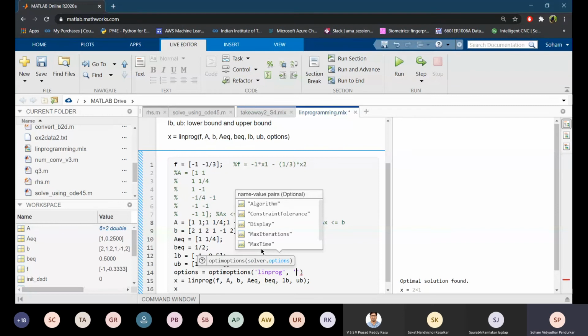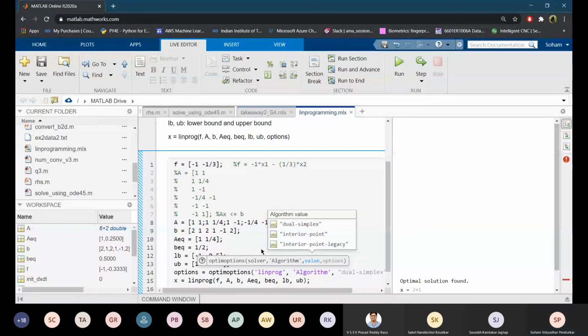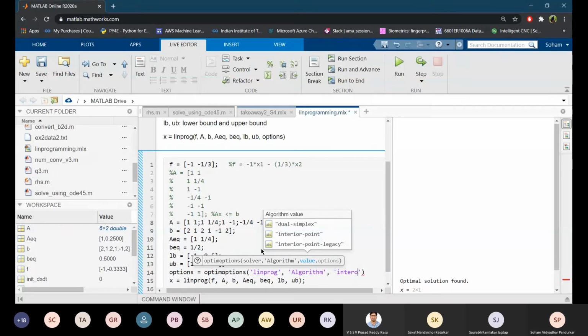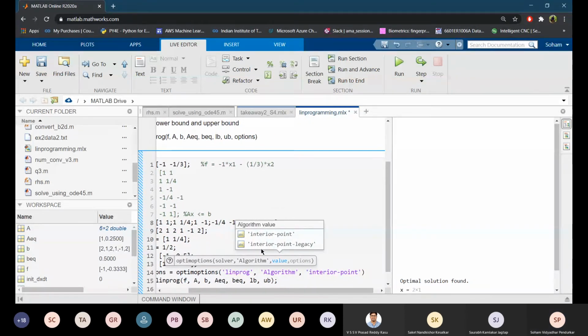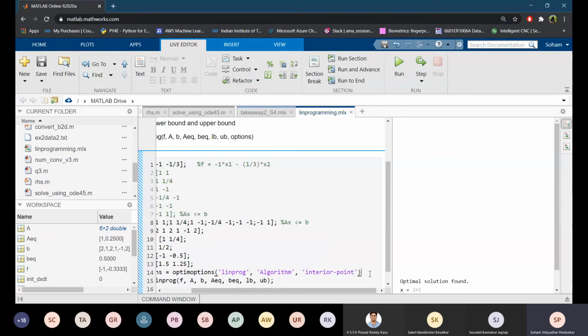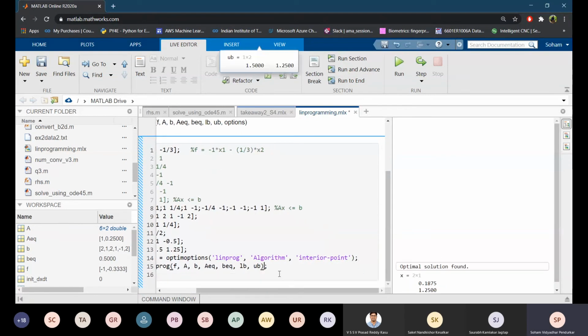Then algorithm. I'm trying to tell it what algorithm to use, and I'll specify in the next argument what is to be used. So I'll use interior point. This is the name of the algorithm, interior point, and that's it. And now I'll provide options as a variable, as an argument here.